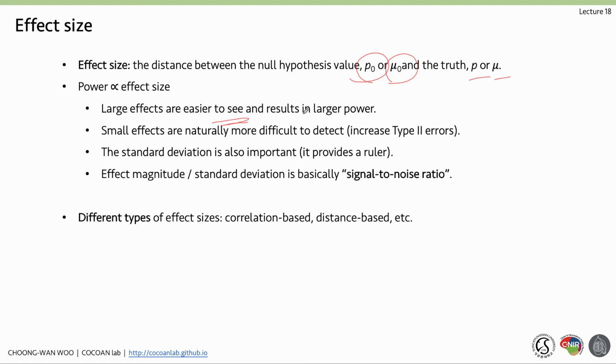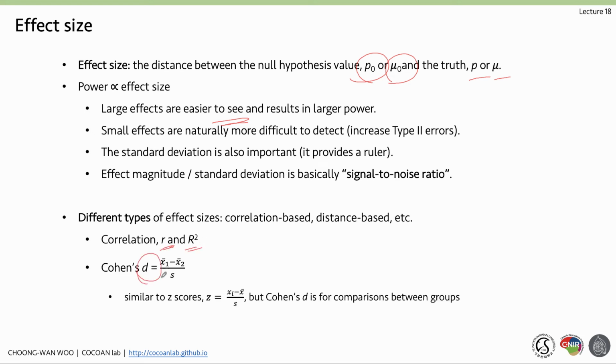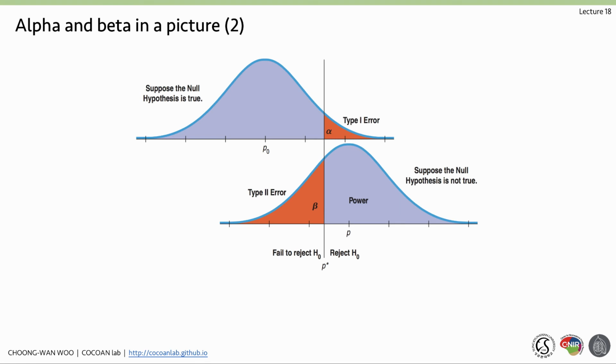So there are different types of effect sizes. So for example, correlation based and distance based. And correlation based is R and R square. We learned about this. Cohen's d is defined by the differences between two means and divided that by the standard deviation. So it's similar to z-score, but Cohen's d is more about the comparisons between groups. And we already saw this.